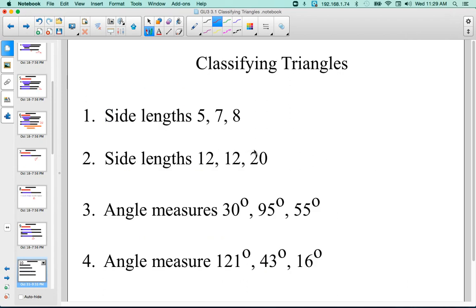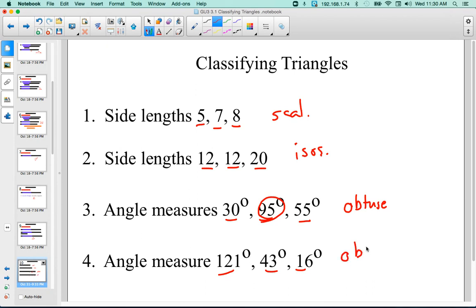Now we can classify these triangles just by looking at their side lengths. We have three different side lengths here, which makes this our first example, the scalene triangle. We have two lengths of 12, one of 20. Well, there's two lengths that are the same. That's an isosceles triangle. Looking at the angle measures, I see that we've got one angle that's obtuse, two that are acute. That makes this an obtuse triangle. We have one here, another obtuse angle. This one's also going to be obtuse. I don't think there's a fifth one, but let me just double check. Yep.